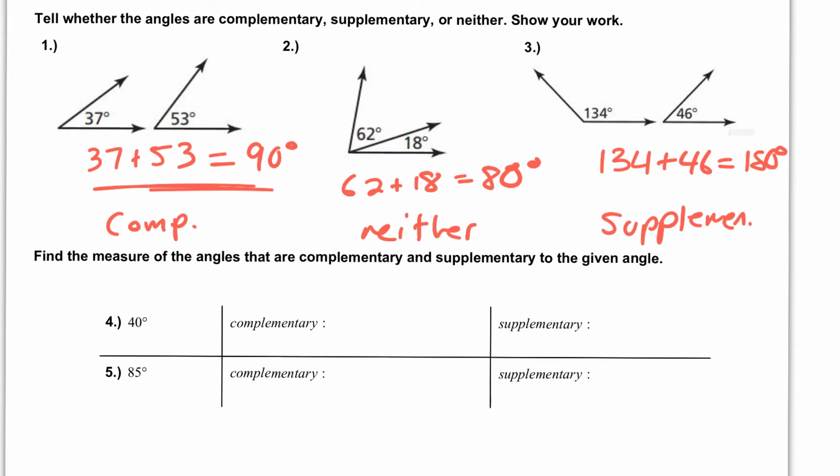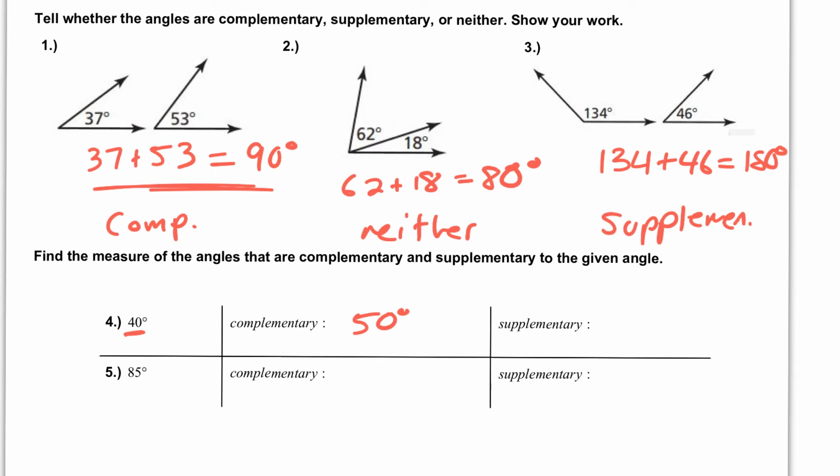So for number 4, we have an angle with a measure of 40 degrees, and we want to know what angle would be complementary to that. So complementary means they add up to 90 degrees. So 40 plus what number is going to give us 90 degrees? Well, the easiest way to do that is just to do 90 minus 40, and 90 minus 40 gives us an angle that is 50 degrees. So 40 plus 50 add up to 90, so 50 is the complementary angle there.